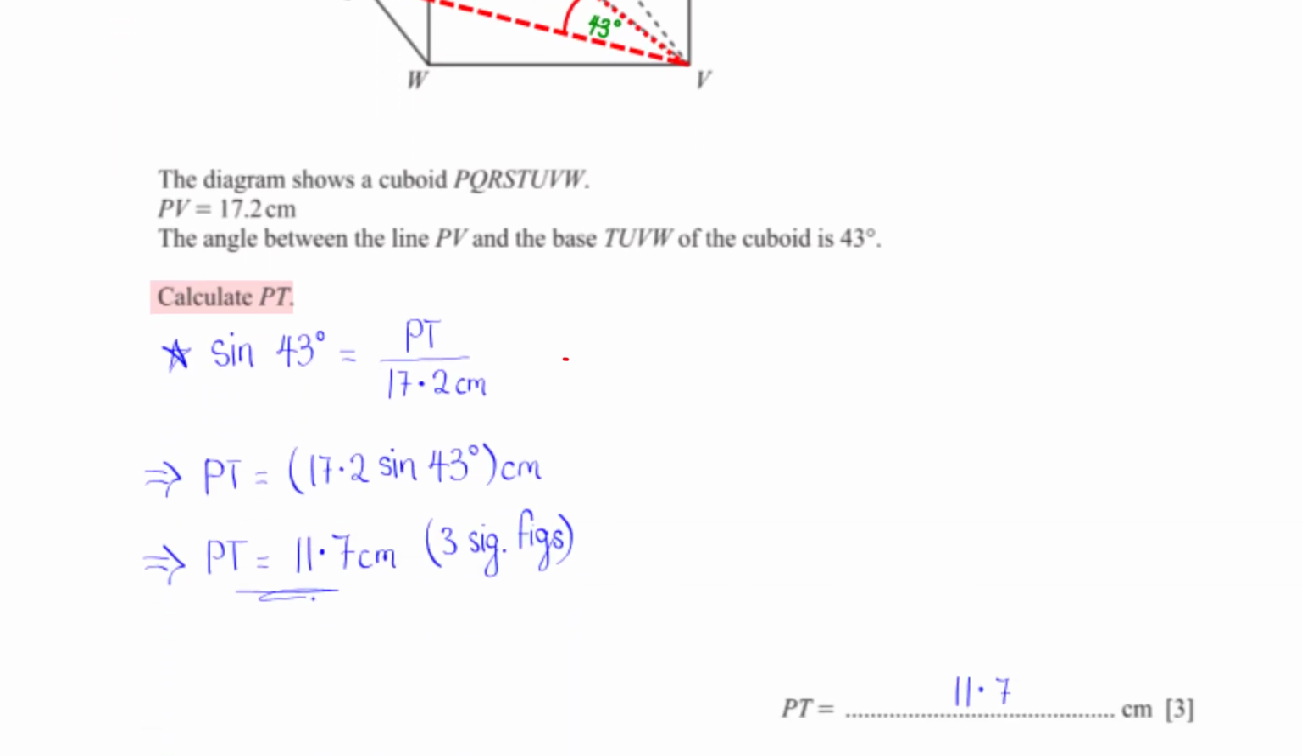This gives us sine 43 degrees is equal to PT divided by 17.2 centimeters. When we make PT the subject, we have 17.2 times sine 43 degrees centimeters. When we type this into the calculator, we get 11.7 centimeters, correct to 3 significant figures.